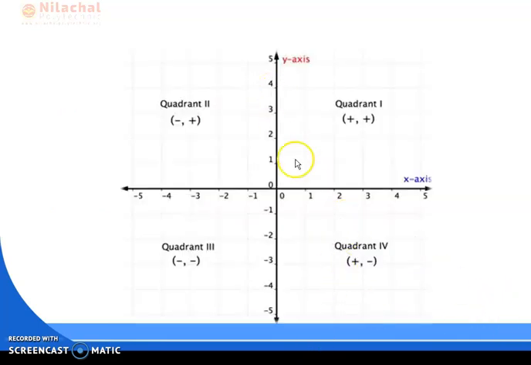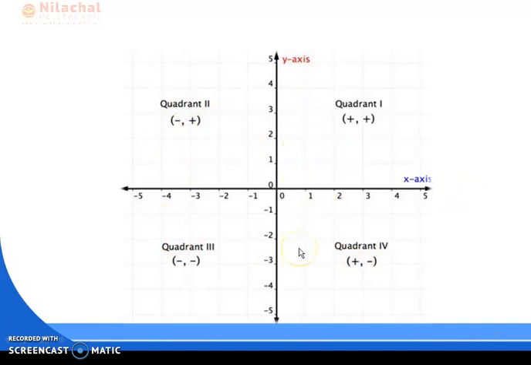Here this is the x-axis, this is the y-axis, this is the origin, and we measure anti-clockwise from the OX line. So this is the first quadrant, this is the second quadrant, this is the third quadrant, this is the fourth quadrant. In the first quadrant the x, y coordinates must be positive, positive; in the second quadrant negative, positive; in the third quadrant negative, negative; and in the fourth quadrant positive, negative.